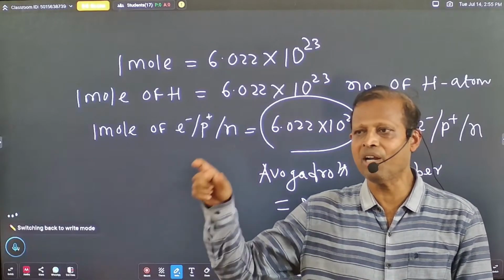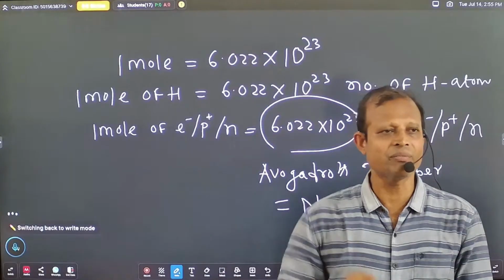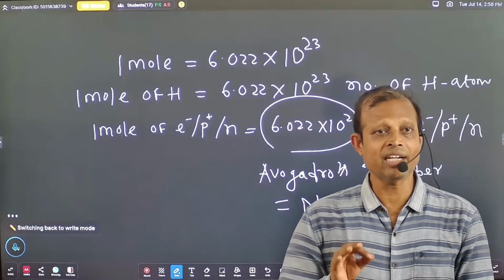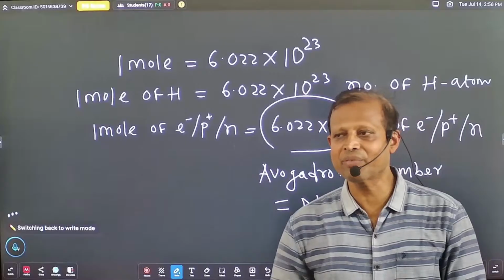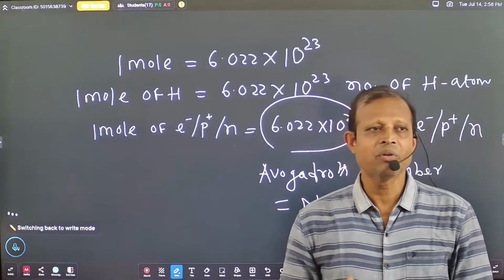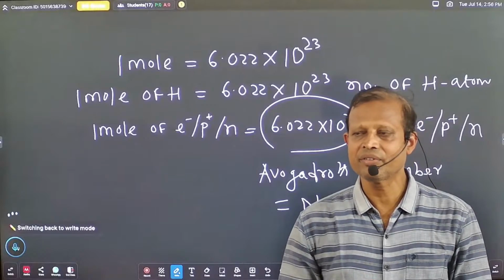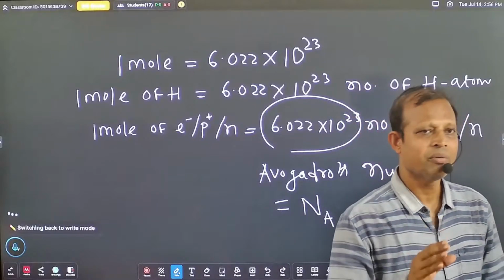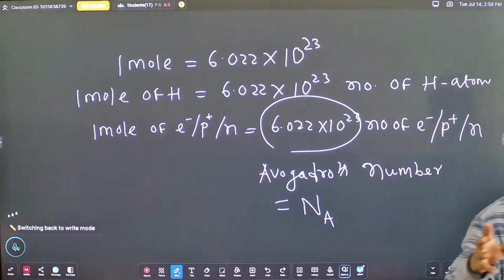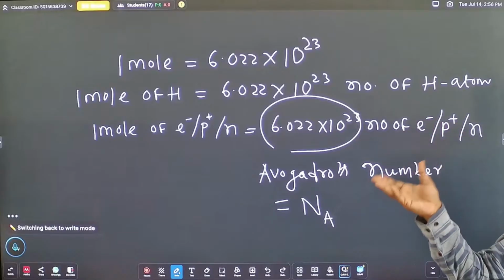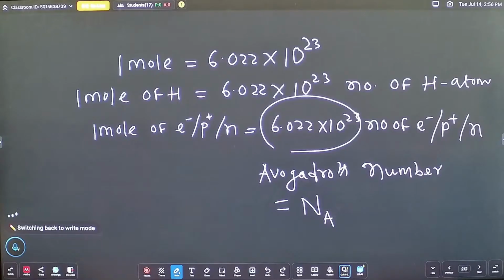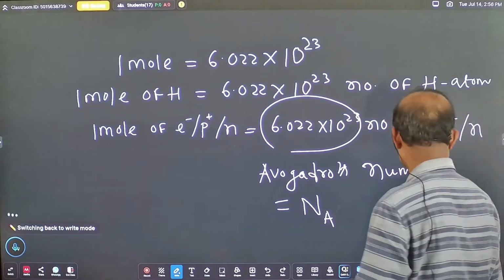If I say 1 mole of, say, nitrogen atom, how many atoms are there then? Come on. 1 mole means just like 1 dozen. 1 dozen means how many? 12. Right. 1 mole of nitrogen means 6.022 into 10 to the power 23 number of nitrogen atoms.